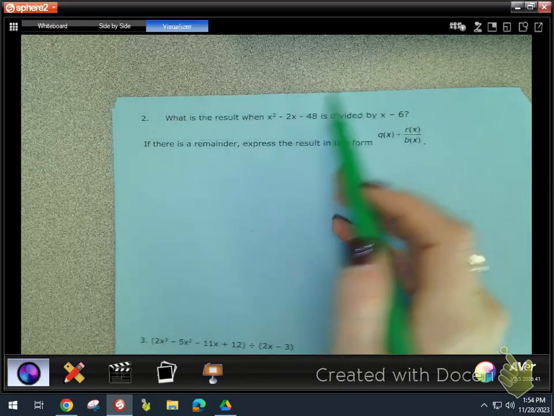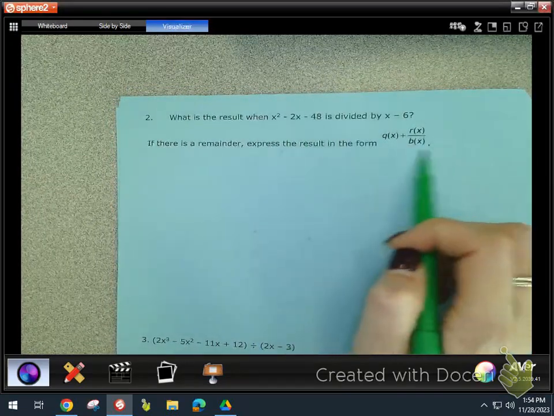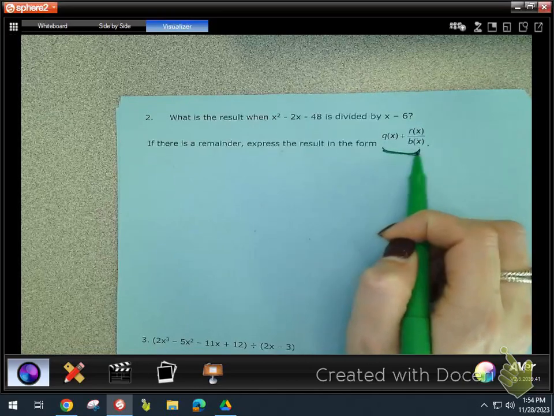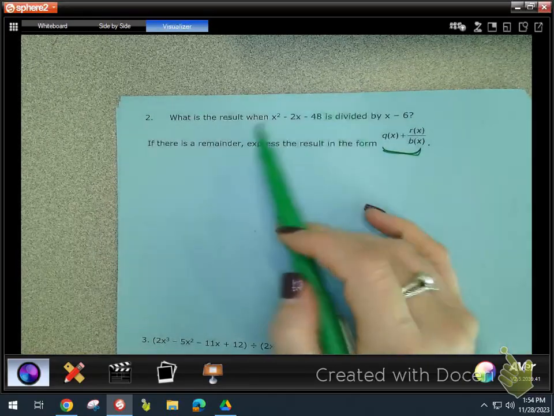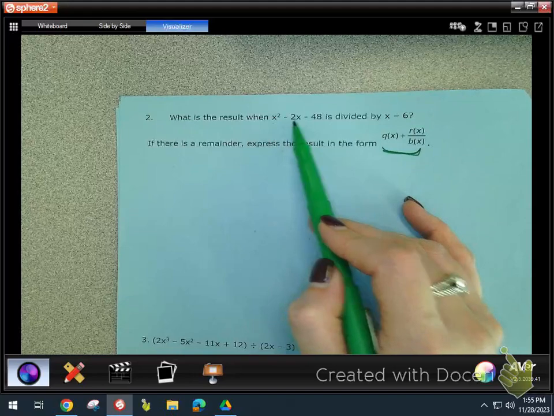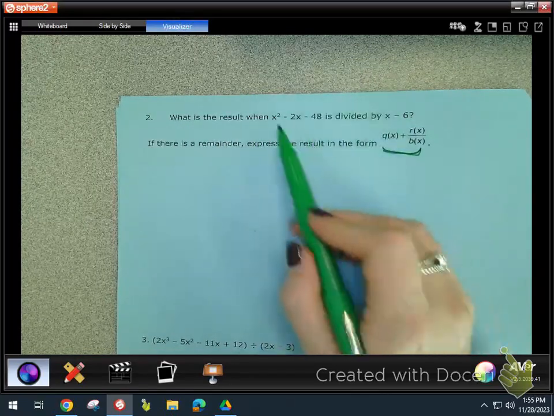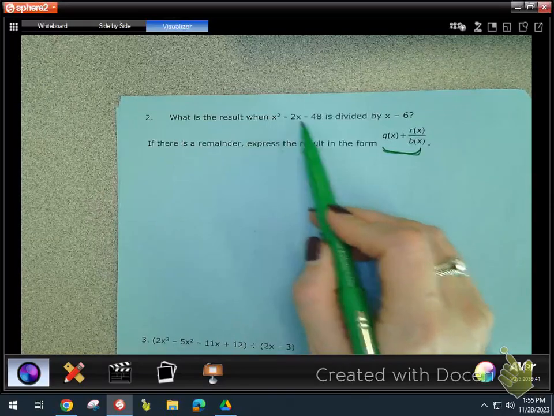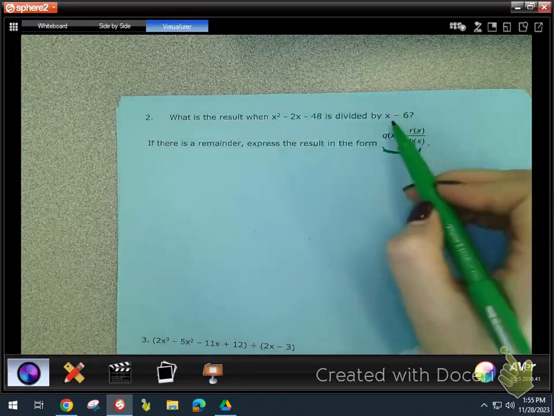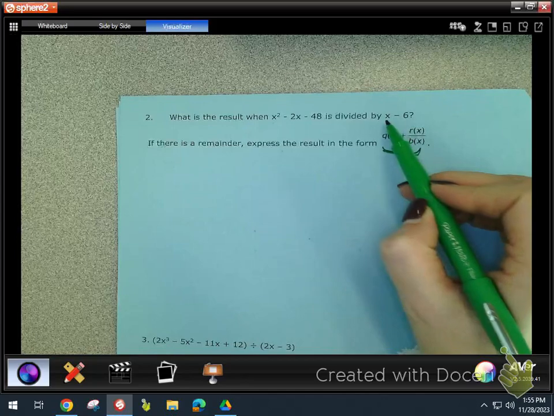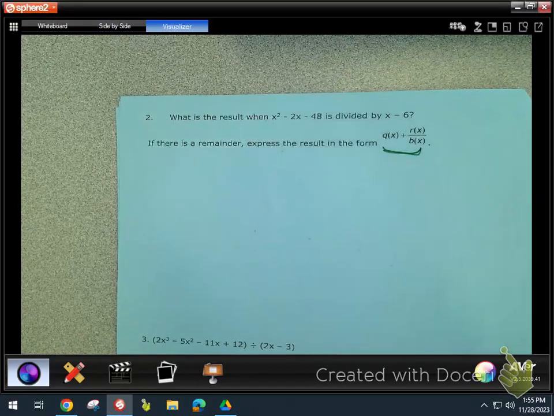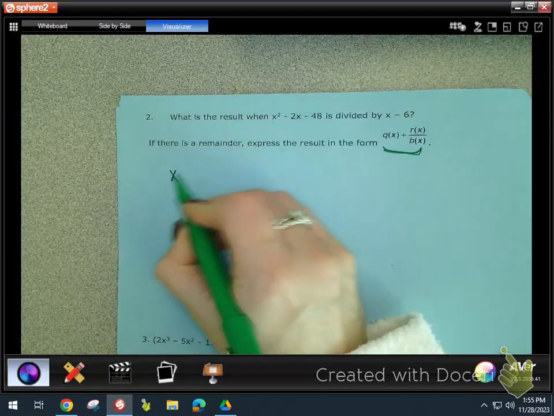All right, so what is the result? This is how it used to be written in Delta Math. I'm going to explain what this means in a minute. It says, what's the result when x squared minus 2x minus 48? That's our dividend. Are we missing anything? Are we missing any powers? No. 2, 1, 0. Okay. Our divisor, x minus 6. Are we missing any powers there? No. No. So go ahead and set it up. X minus 6 goes on the outside.